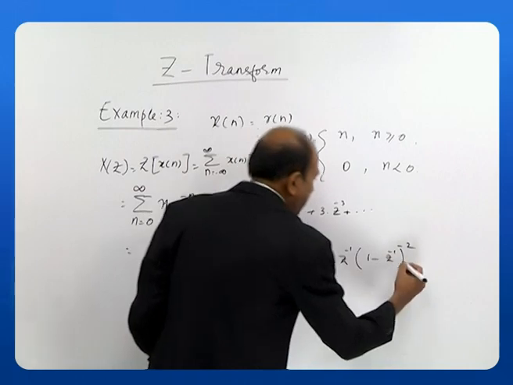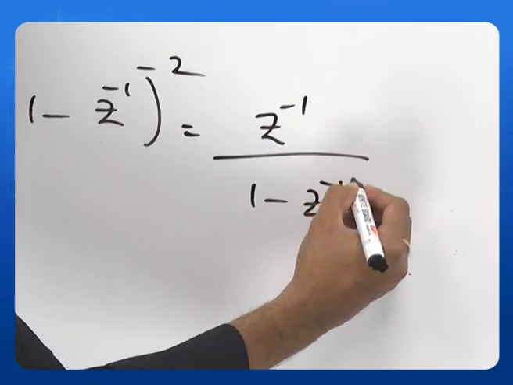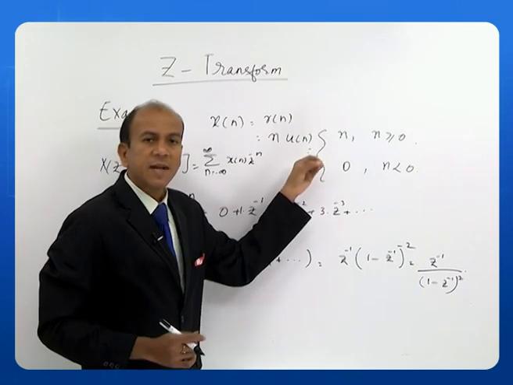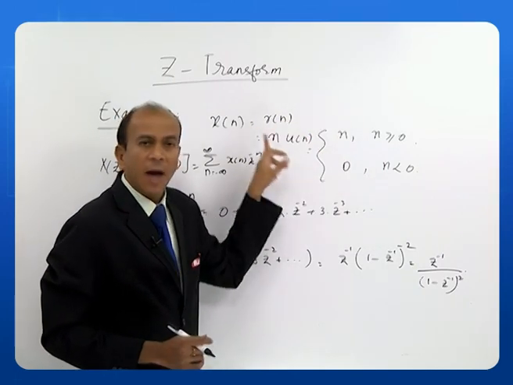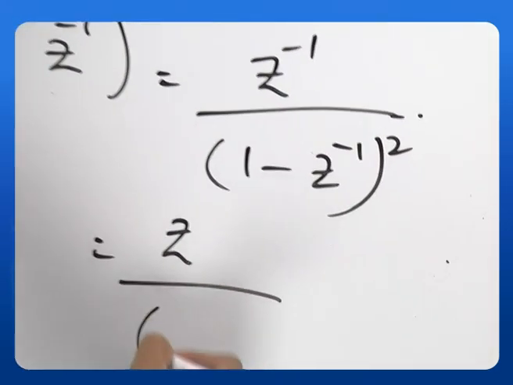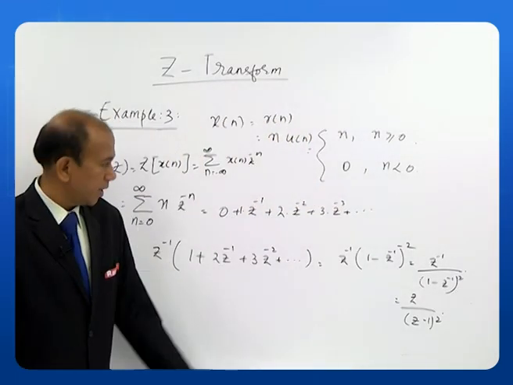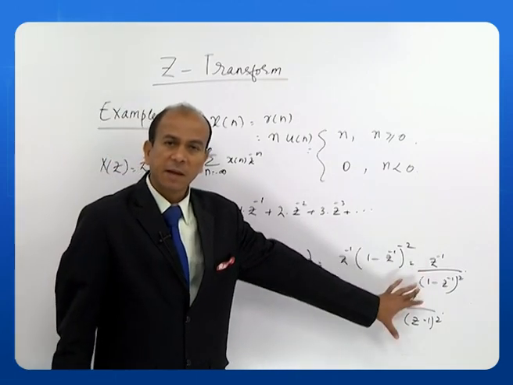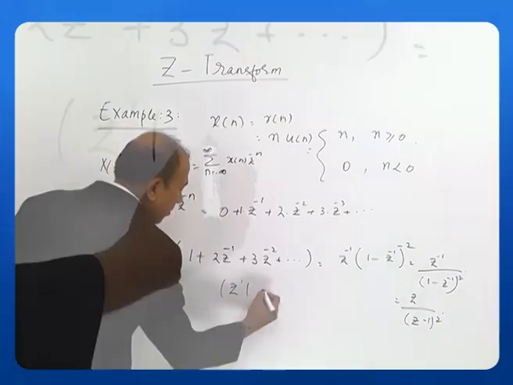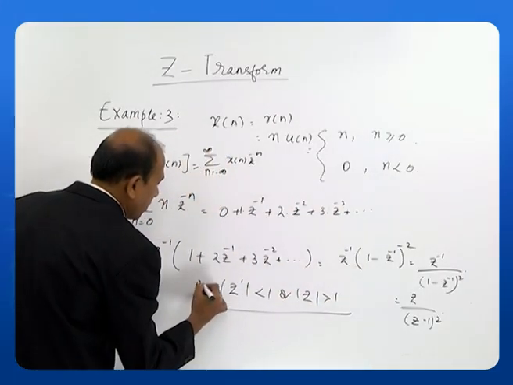That will be equal to z to the power of minus 1 by 1 minus z to the power of minus 1 whole square. So, this is the z transform of a ramp function, which I can write as z by z minus 1 whole square. So, what is the ROC again? The ROC means here mod of z to the power of minus 1 must be less than 1, or mod z must be greater than 1. So, this is the ROC of such a signal.